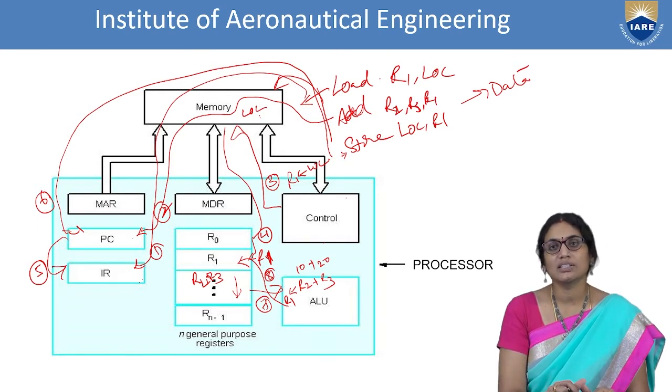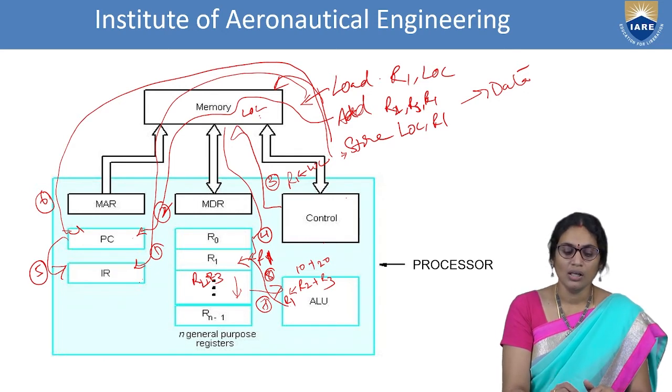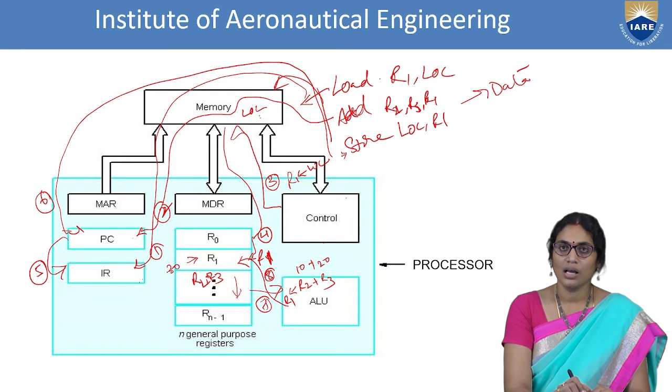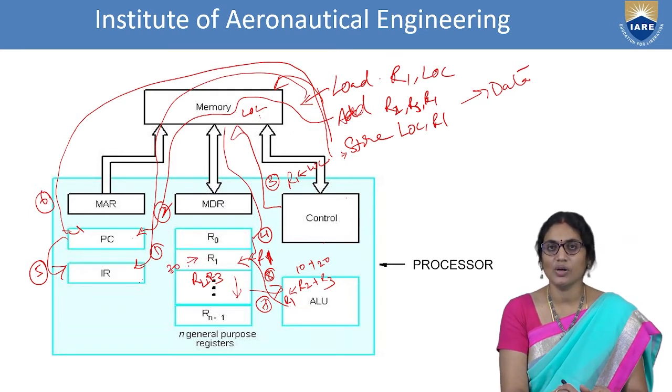Now what is the next initiation which was made? That is store LOC comma R1. Where is LOC? It is in memory. Where is R1? It is in registers. Now R1 is loaded with the new data, that is 30. So this eighth step is initiating the R1 value as 30.